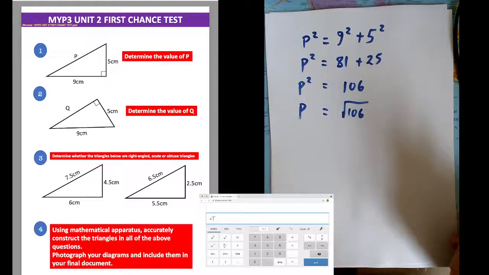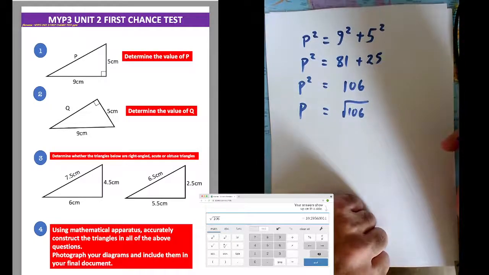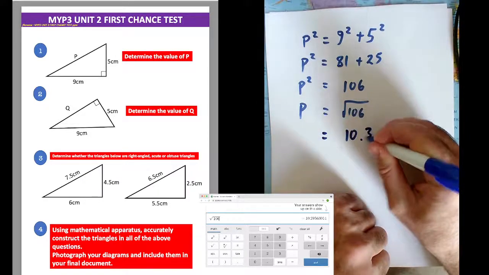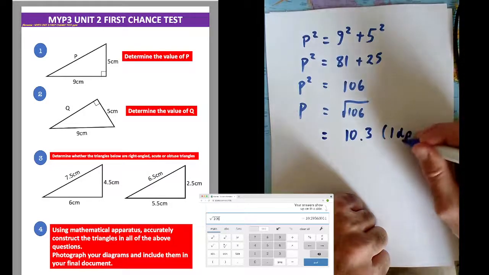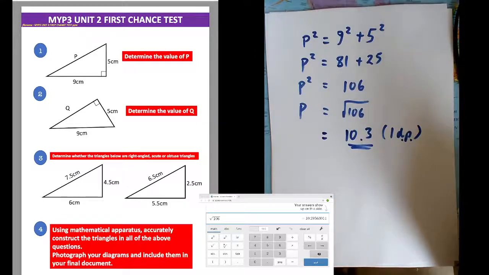So the square root of 106 comes out to be, okay, well, 10.29563. So sensible rounding there would be 10.3 to 1 decimal place. And that was question 1.